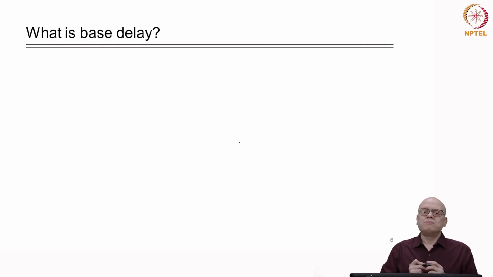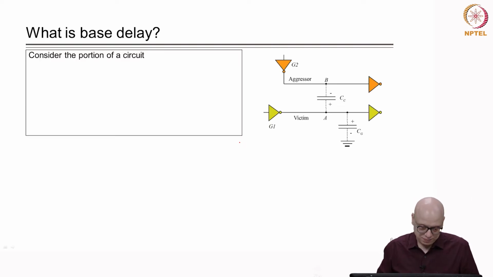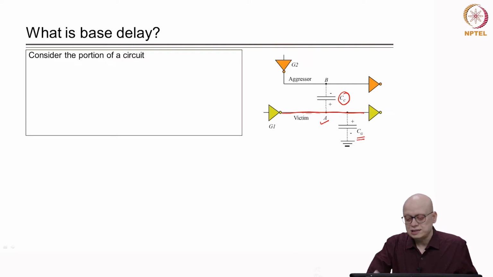To understand dynamic delay variations, let us first understand the base delay, meaning the delay value we expect if we do not consider activity in the neighboring wire. To understand base delay, consider this circuit. There is one inverter driving another inverter through an interconnect, and there is another inverter driving another inverter through another interconnect. These interconnects lie in vicinity, and therefore there is some coupling capacitance CC, and with the line A there is also a ground capacitance, which we call CG.